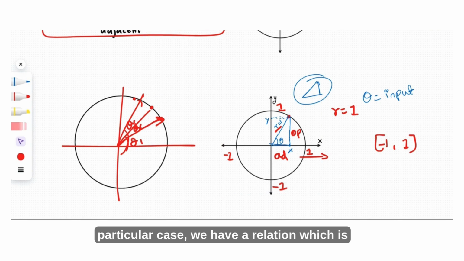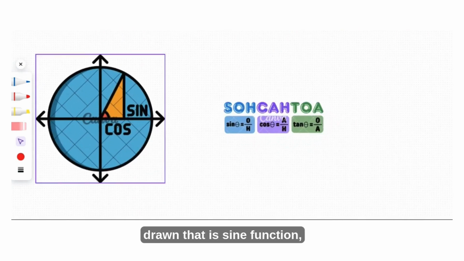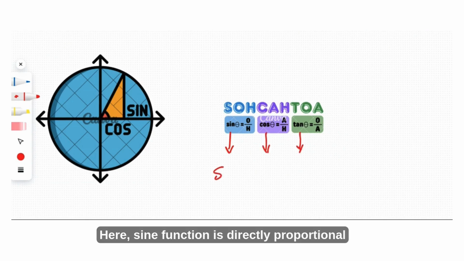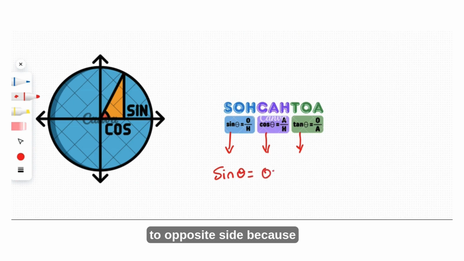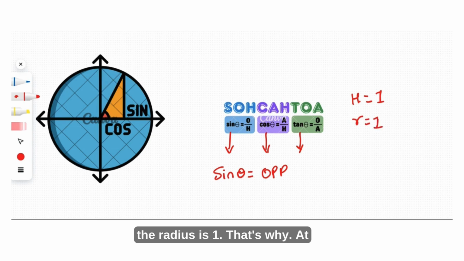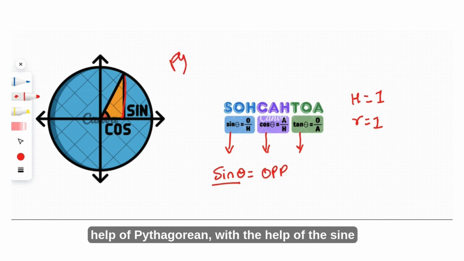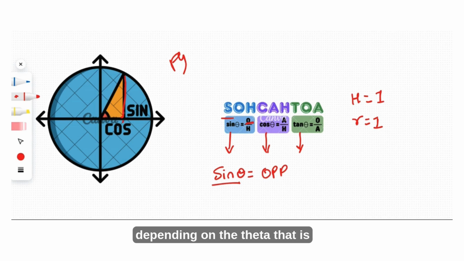In this particular case, we have a relation which is drawn, that is the sine function, cos function, and tan function. Here, the sine function is directly proportional to the opposite side because the hypotenuse is 1. Therefore, the radius is 1. That's why, in this case, if you want to study the sine value, you can directly talk about the opposite length of the triangle. With the help of the sine function, you're talking about the opposite side, depending on the theta that is obtained with respect to the x-axis on the radius.